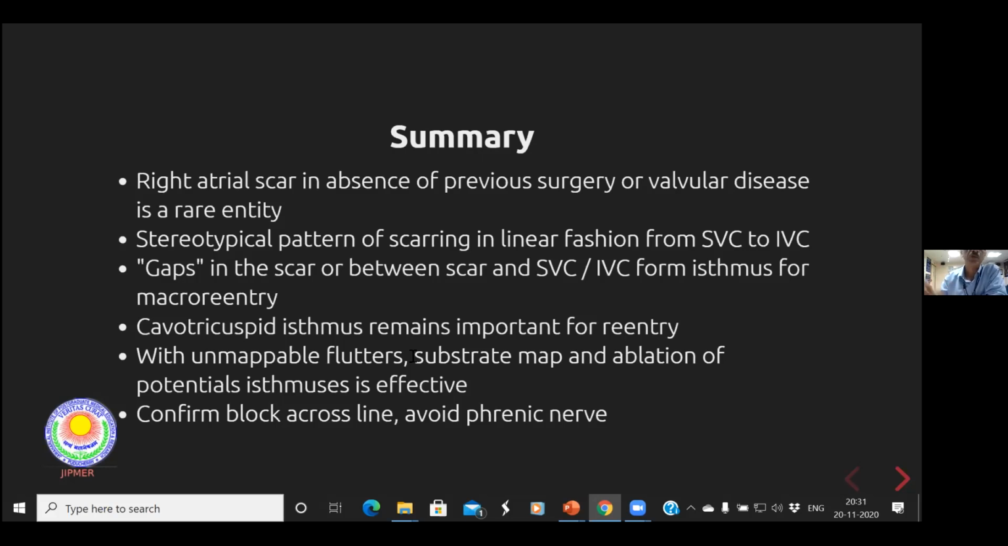And then when there is flutter from these possible isthmuses, you do a quick entrainment to identify which isthmus is being used, and then we can ablate that. So sometimes just doing a good substrate map using entrainment information can work where a full activation map may not be possible. And whenever you draw a line, always confirm block across the line to reduce problems in the future. And when you're ablating in the upper part of the atrium, be careful about the phrenic nerve.